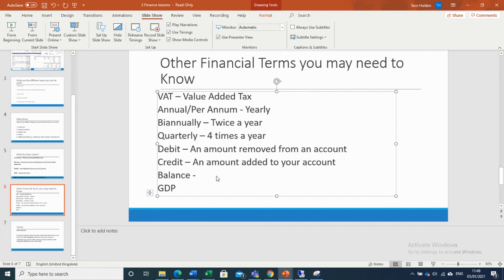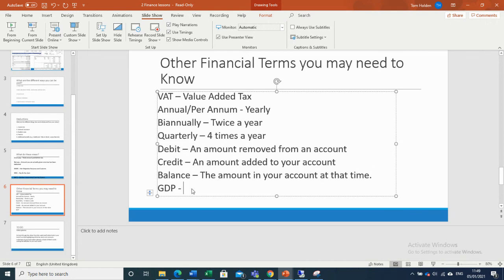Okay, and the balance is the amount in your account at a given time. Okay, so if you're looking at the balance of your account, if you're in credit, quite often you say you're in the black, and it will tell you how much you've got in credit. If you're in debt, it's when you say you're in the red. It's how much you owe to the bank, how much you borrowed from the bank.